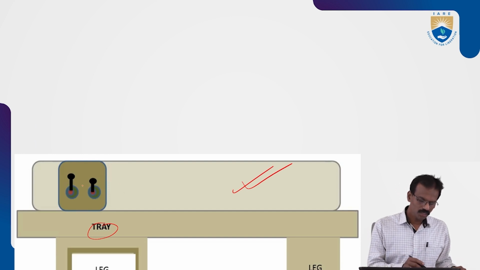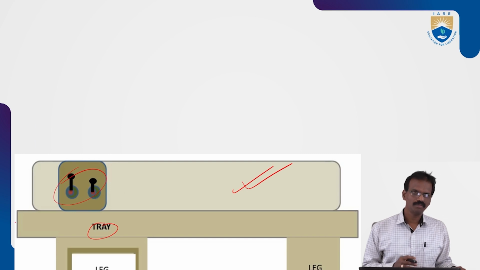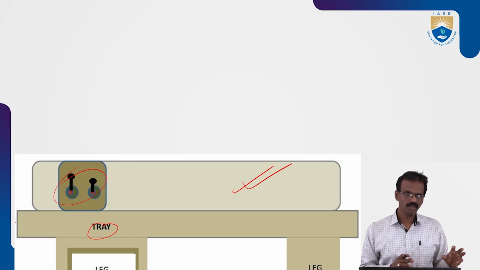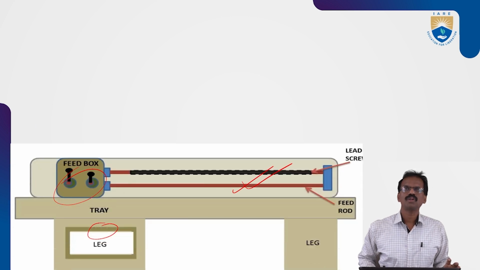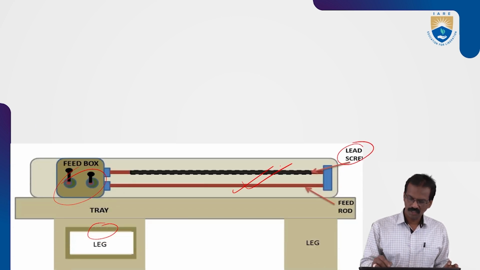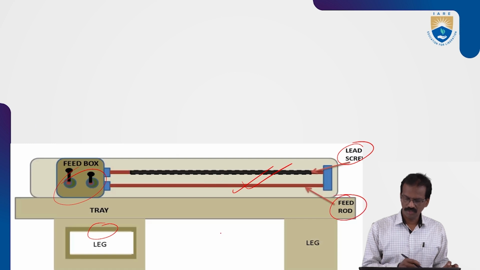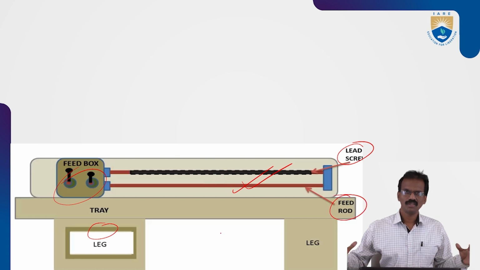Okay, so on this right side, we will see some levers for the adjustment of the speed also. On the bed there are two rods. One is the lead screw, you can call it. Next one is the feed rod. So the feed rod is the long bar.